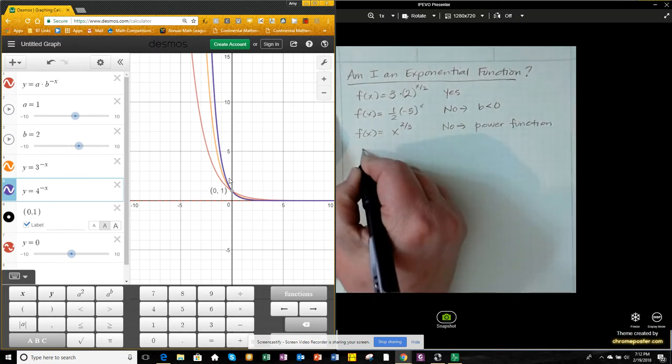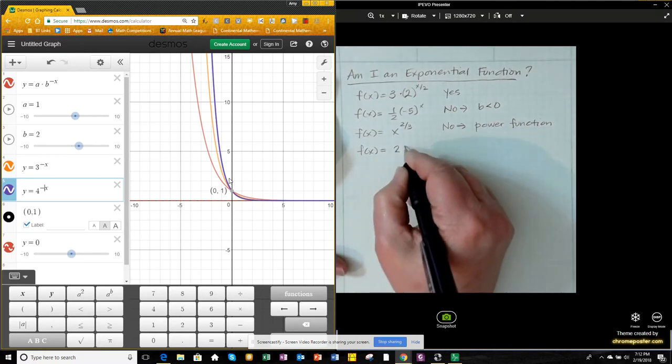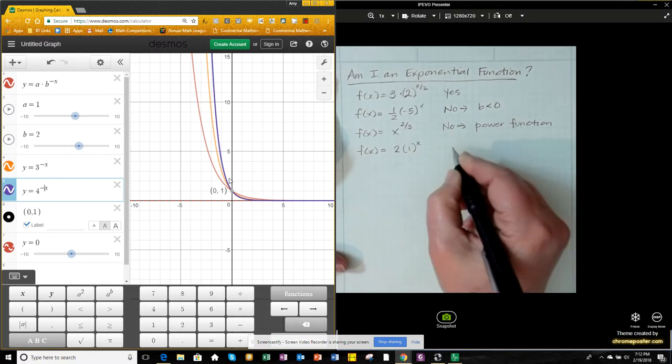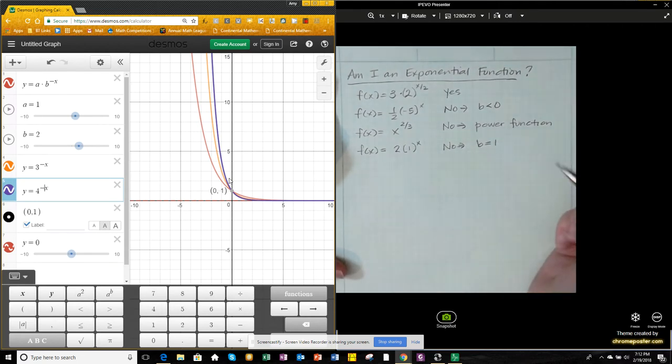And then lastly, what if we said f of x is equal to 2 times 1 to the x. And this is not exponential because b is equal to 1, and we can't have b equal to 1.